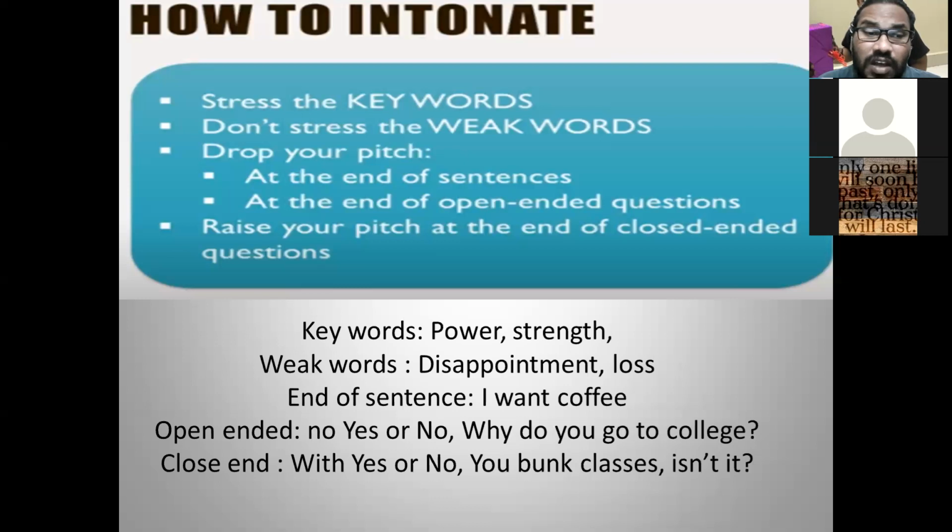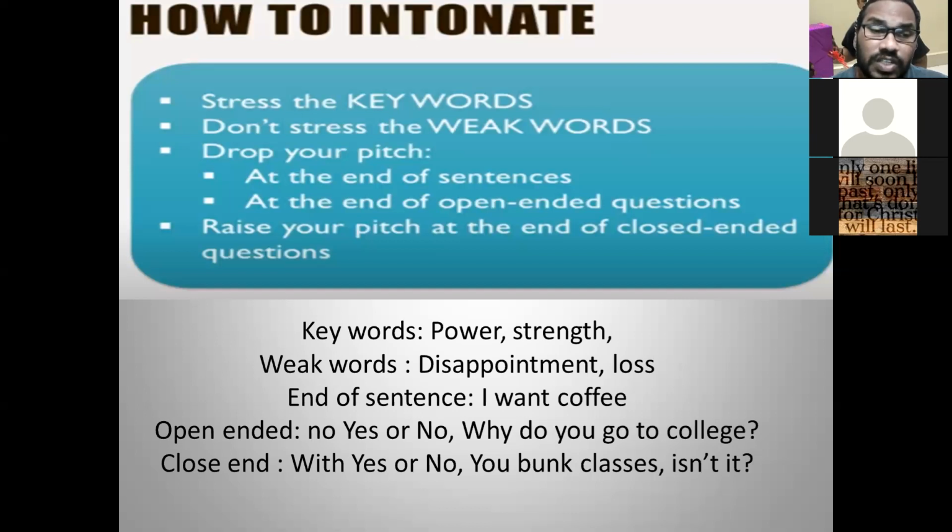Closed-ended questions are answered with yes or no. For those kinds of questions, we need to raise our pitch, like, you bunk classes, isn't it? Yeah, that's the part. So how to intonate, you can go through the slideshow. I'll share it with you and you can understand more.